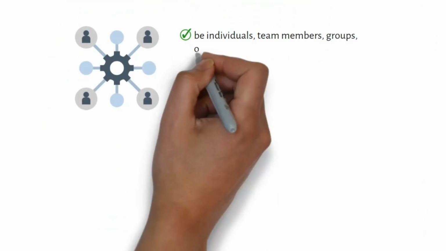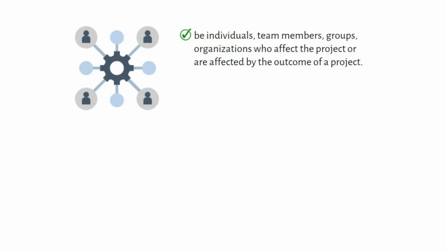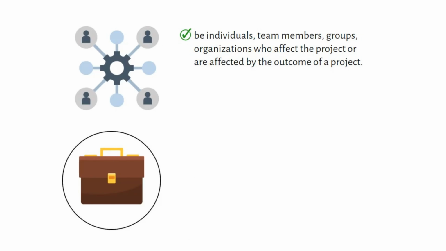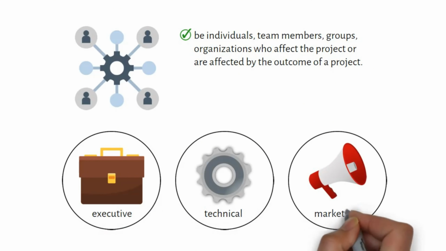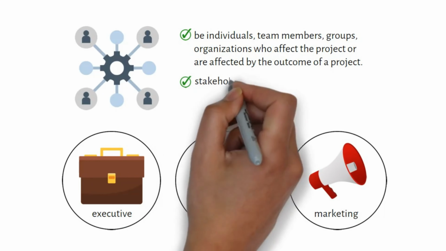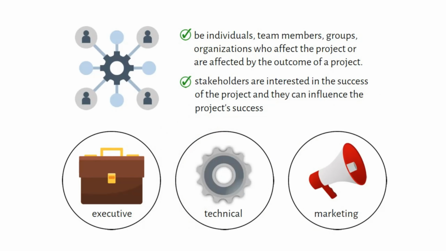Stakeholder definition: stakeholders can be individuals, team members, groups, or organizations who affect the project or are affected by the outcome of a project. They may be inside or outside the project, and they can be classified into many categories such as executive stakeholders, technical stakeholders, marketing stakeholders, etc. Simply put, stakeholders are interested in the success of the project and they can influence the project's success.